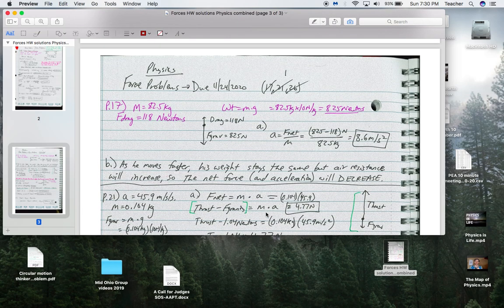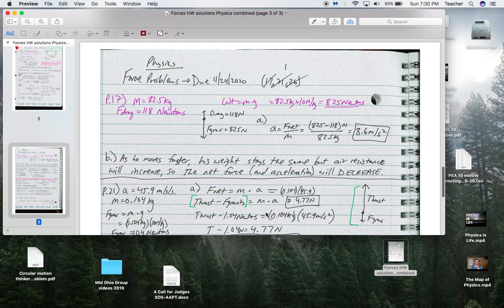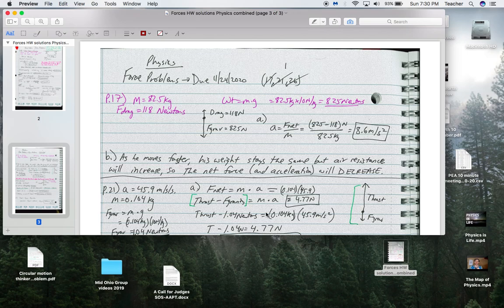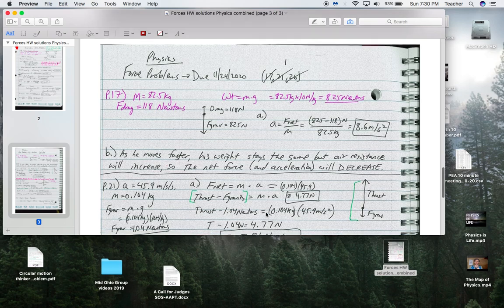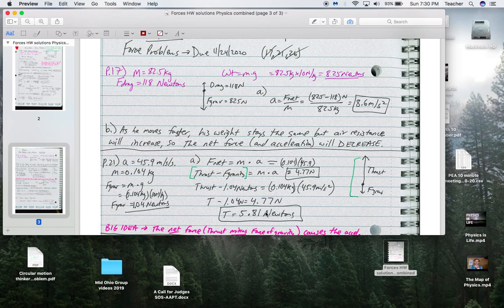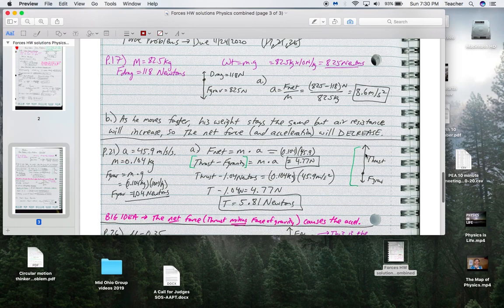For problem 21, we've got a rocket that's going upwards with an acceleration of 45.9 meters per second squared. It gives the mass of the rocket as 0.104 kilograms, and it's asking you to find the net force and the upward force of the thrust experienced by the rocket. So this is really important for me to draw this free body diagram. So the net force is the thrust minus the gravitational force downward. Well, I'm given the acceleration, I'm given the mass, so the net force is those two multiplied together, and that's about 4.77 newtons. But that's going to equal the thrust minus the gravitational force.